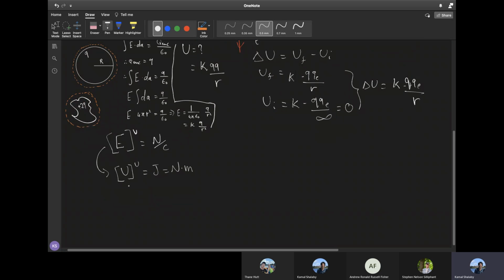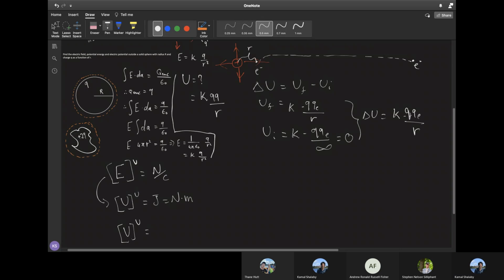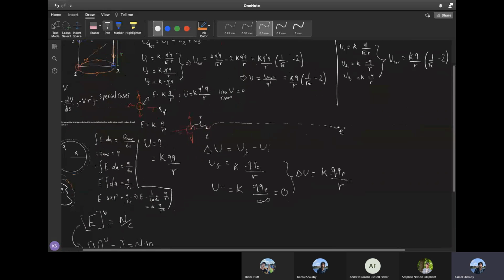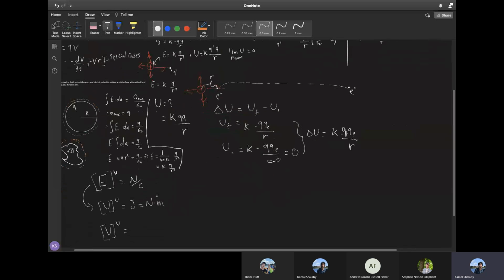Okay, so now what are the units of electric potential? Would it also be newtons per coulomb? Not really, no. It's a little bit different than that. They're actually joules per coulomb.